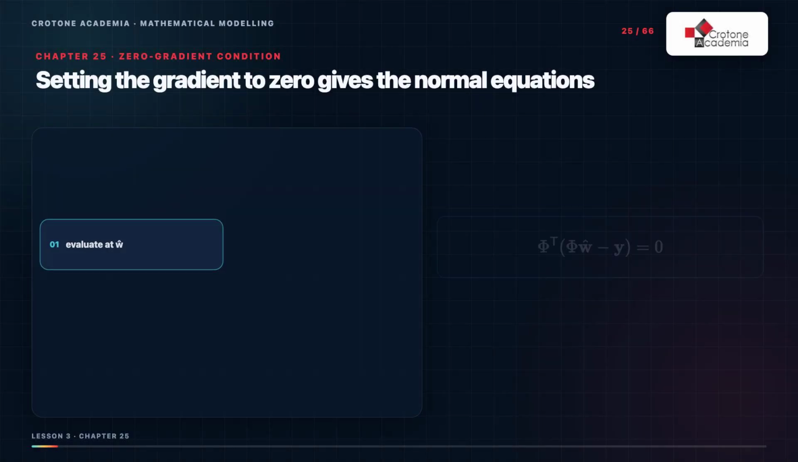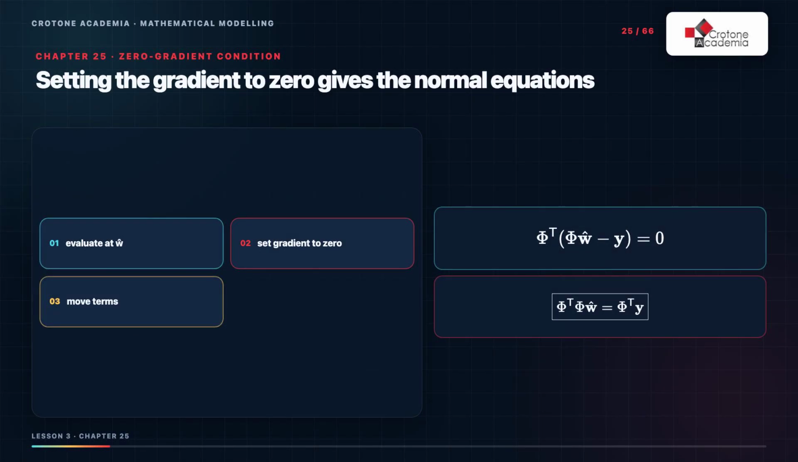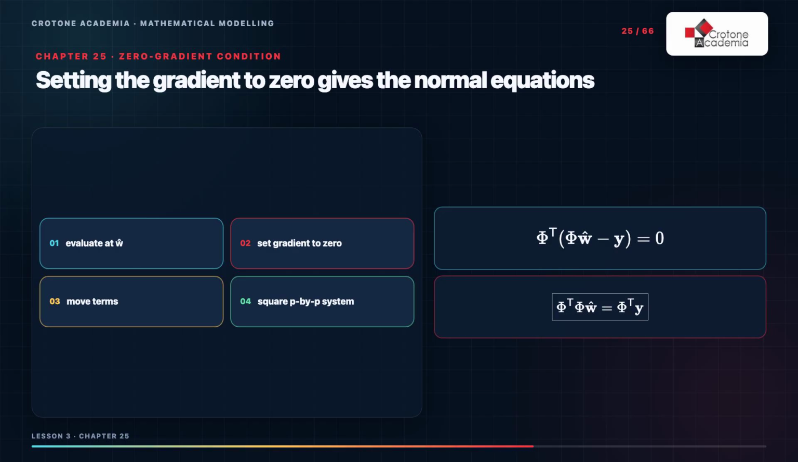At the minimum, substitute w hat and set the gradient to 0. Now, phi transpose times (phi w hat minus y) equals 0. Rearranging gives phi transpose phi w hat equals phi transpose y. These are the normal equations. The word normal will gain geometric meaning shortly. It refers to a perpendicular, or normal, residual.